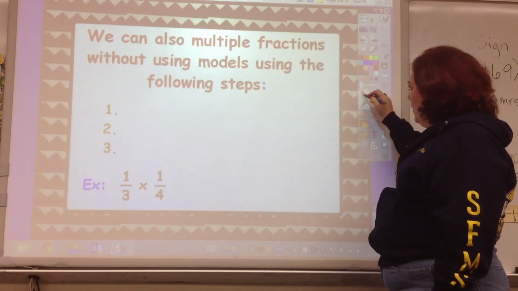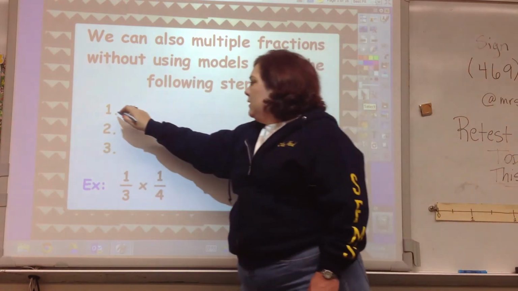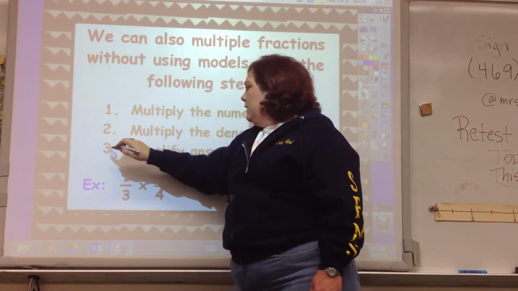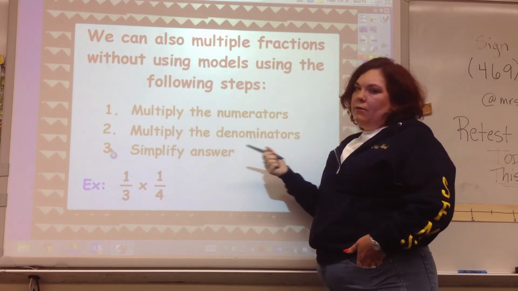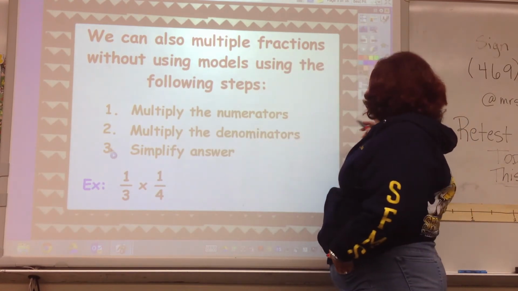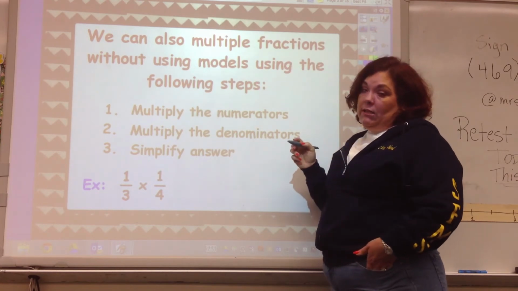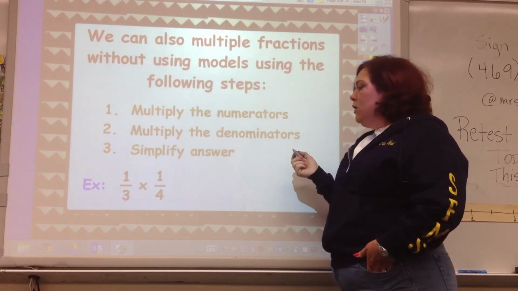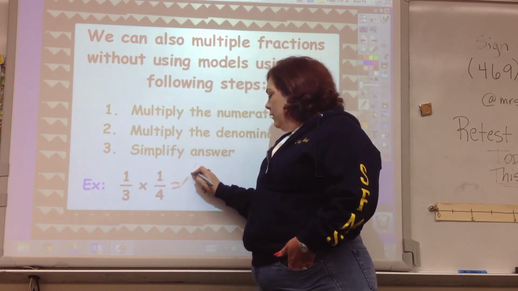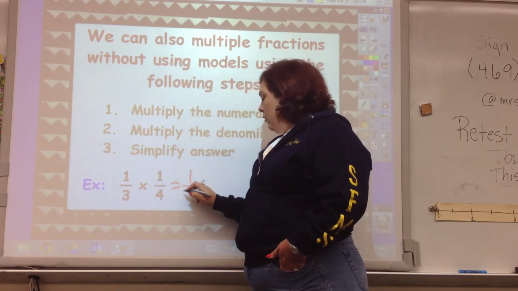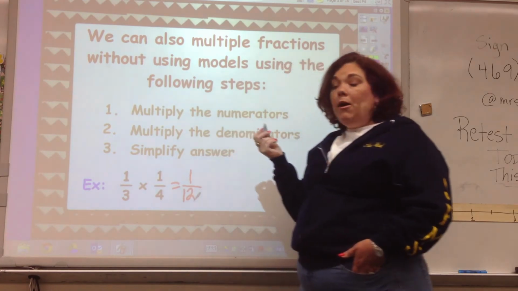We can also multiply fractions without using models, and that's what you started seeing. You would multiply the numerators, multiply the denominators, and simplify if necessary. In many ways, it's much easier than adding or subtracting. So you just go straight across. 1 times 1 is 1. 3 times 4 is 12. And we saw in the models why that's true.